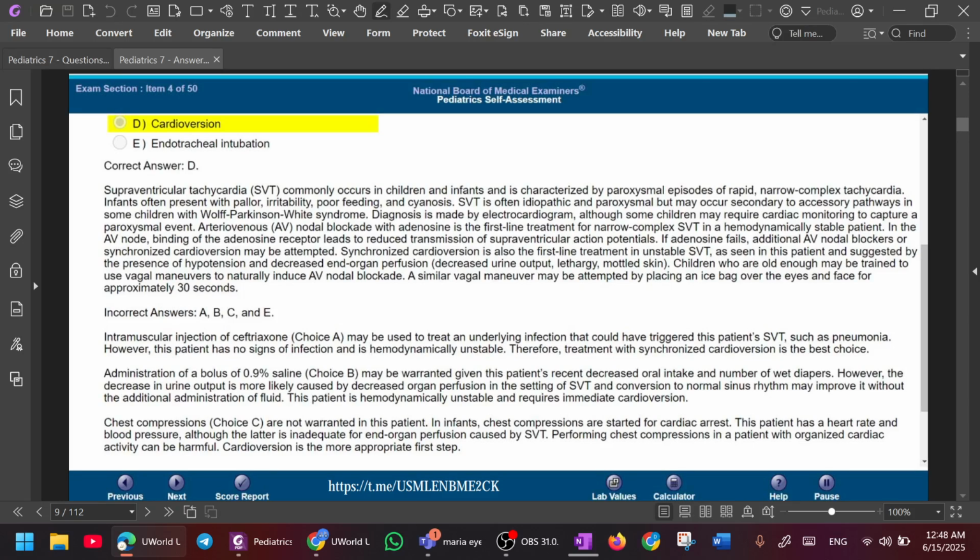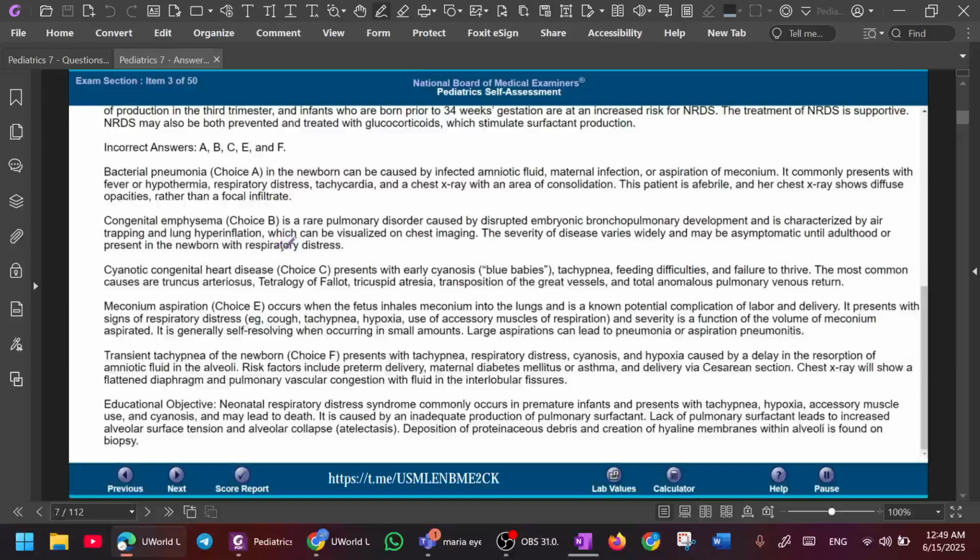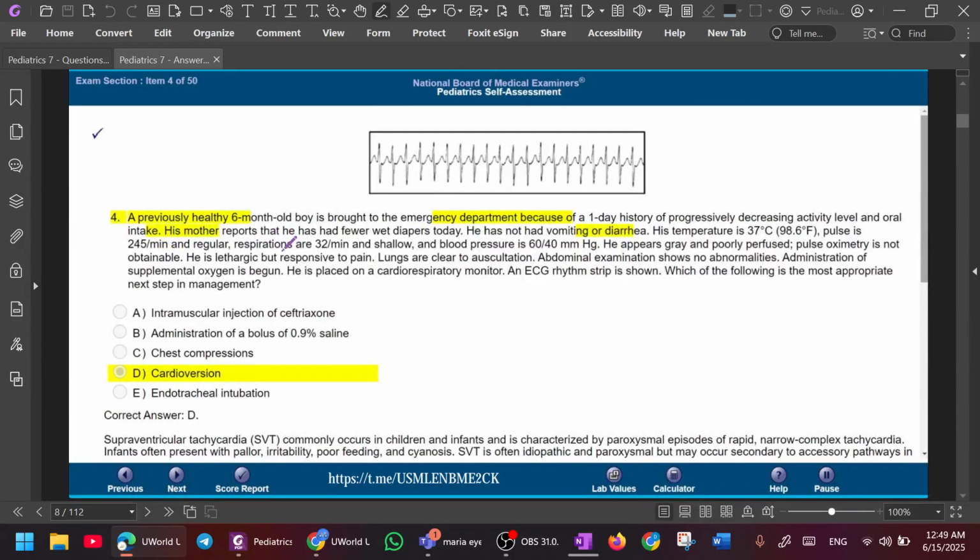SVT commonly occurs in children and infants, and is characterized by paroxysmal episodes of rapid narrow complex tachycardia. Infants often present with pallor, irritability, poor feeding, cyanosis. SVT is often idiopathic and paroxysmal but may occur secondary to accessory pathways in some children.